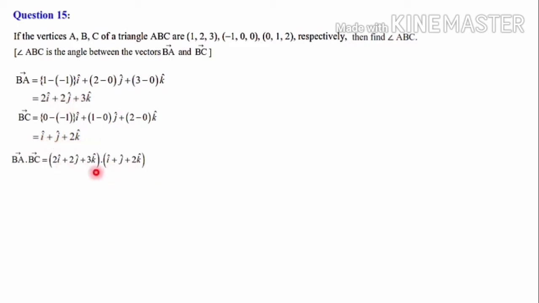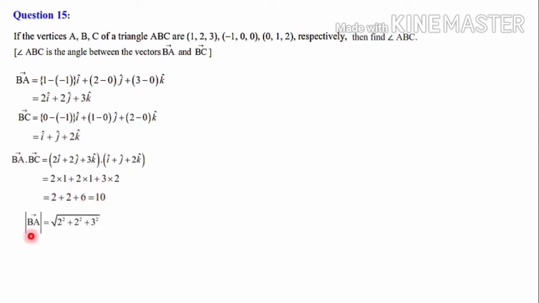We already learned how to find the dot product of two vectors in component form. Just multiply the components: 2 into 1, plus 2 into 1, plus 3 into 2. So 2 into 1 is 2, plus 2 into 1 is 2, plus 3 into 2 is 6. So 2 plus 2 plus 6, that is 6 plus 4, equal to 10. That is BA dot BC.